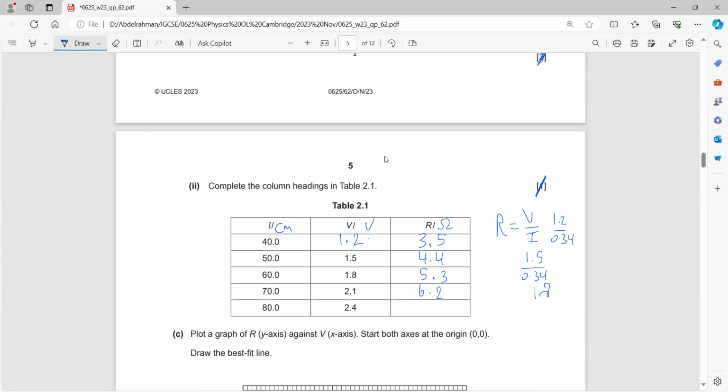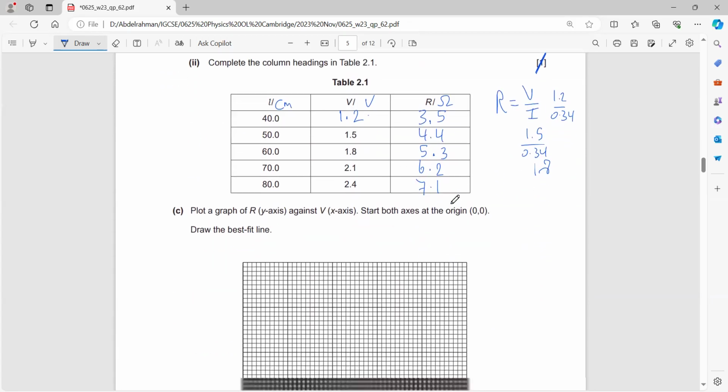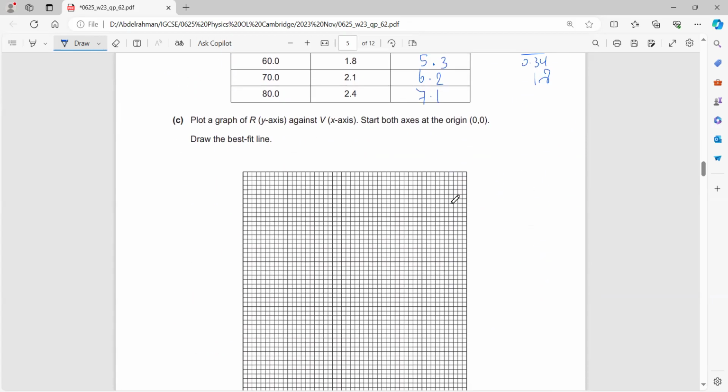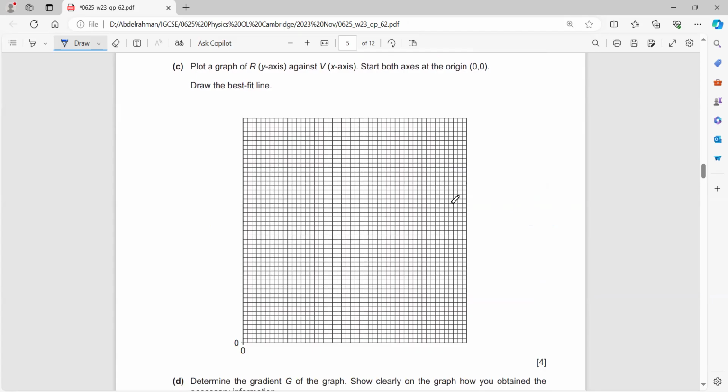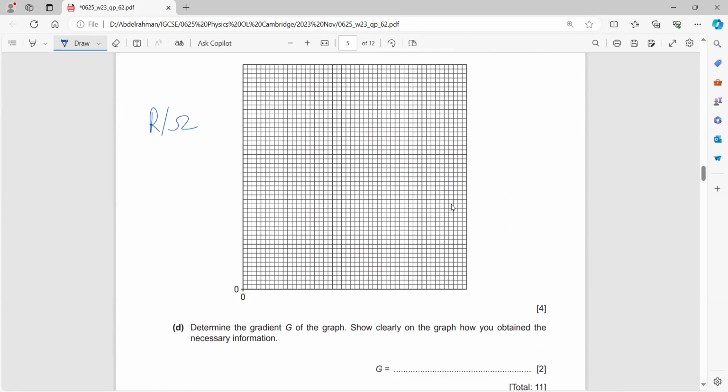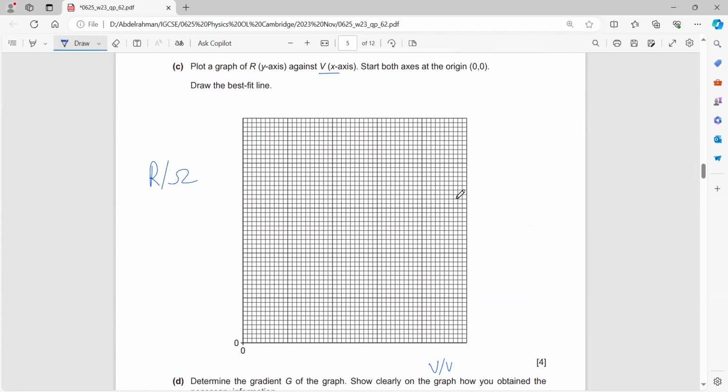7.1. Okay, easy. Plot a graph with R on the y-axis and V on the x-axis. R slash ohms on the y-axis and V slash V on the x-axis. He said to start both axes from the origin.